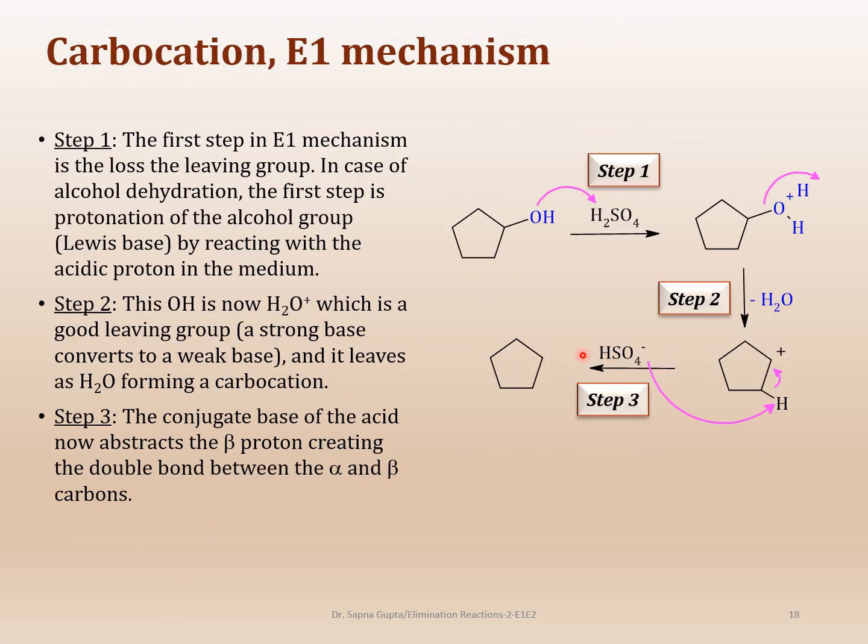So here's an E1 mechanism, just a general mechanism. You can read this on your own. Right now, I'm just going to explain everything to you. So here is the alcohol picking up a proton from sulfuric acid. This is your very generic mechanism, okay? Then you get the protonated oxygen. Remember, this was called the oxonium ion.